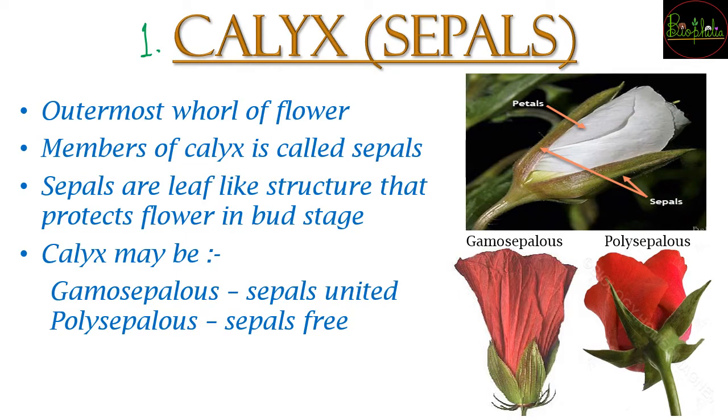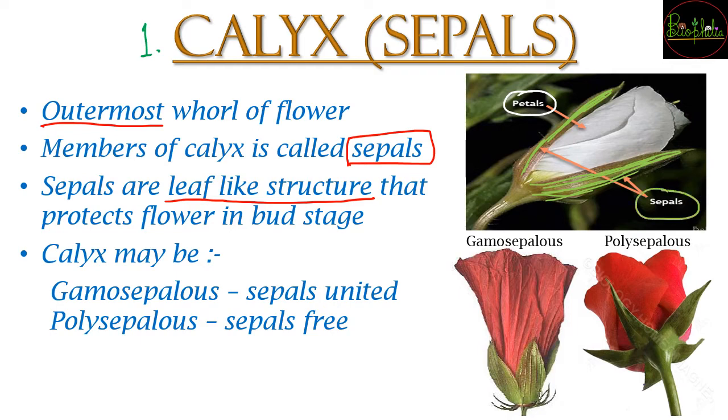So this calyx whorl is going to be the outermost whorl of the flower, and the members are going to be called sepals. I have already introduced the members, that is sepals. These sepals are nothing but leaf-like structures. If you notice in the photograph, this green colored part is going to make up your sepals, whereas the colored part can have different colors, white, red, pink, yellow, orange, anyway. Here you have the petals in white, whereas sepals are green.